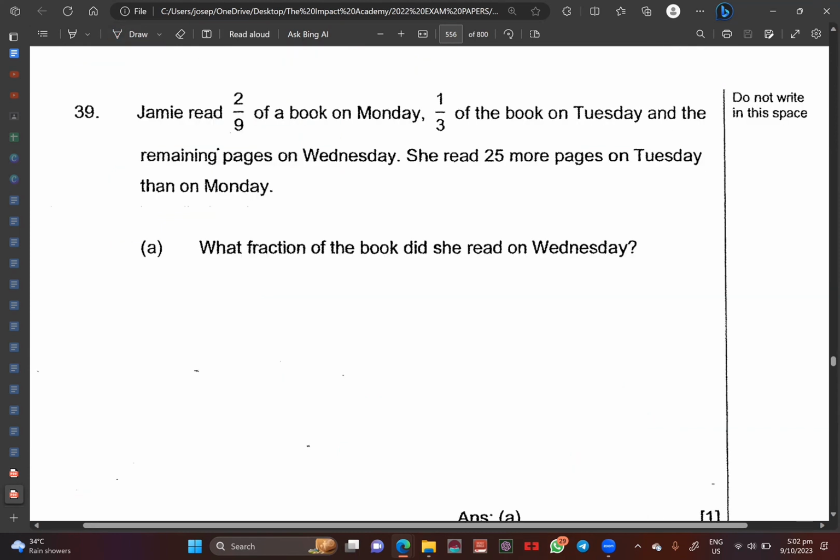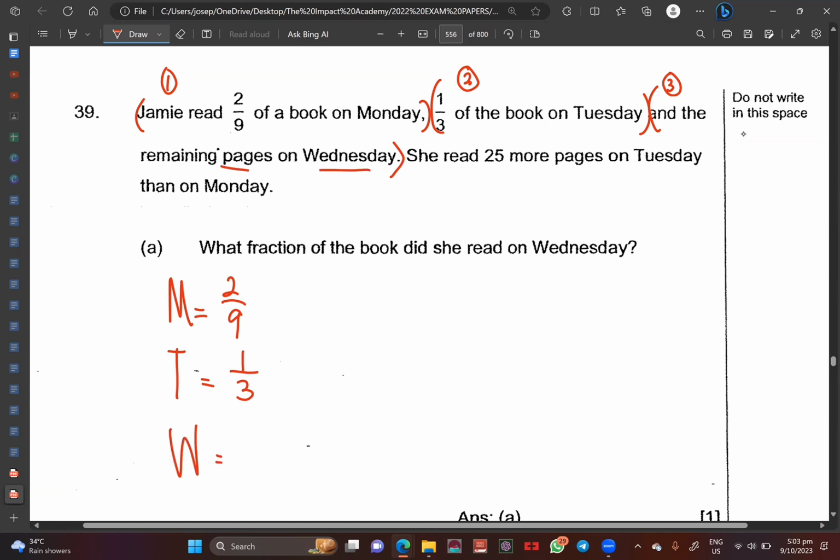Jamie read 2/9 of a book on Monday. Write down what you know. Focus on the process. What are you going to write? Monday is equal to 2/9. You got 1/3. Am I making sense here? And sentence number 3, and the remaining pages on Wednesday. True? And the remaining pages on Wednesday. What is the remaining pages? Do we know? We don't know, correct or not? But can we find? Yes, we can.